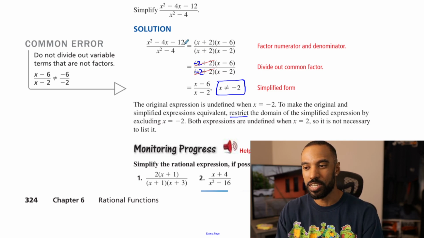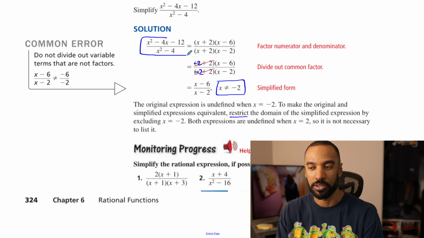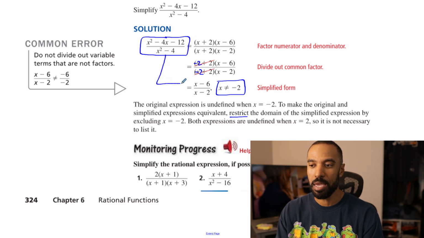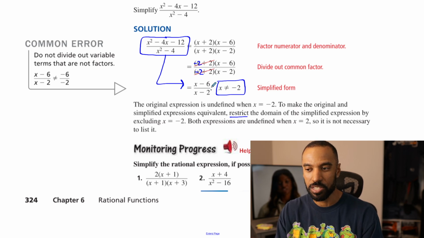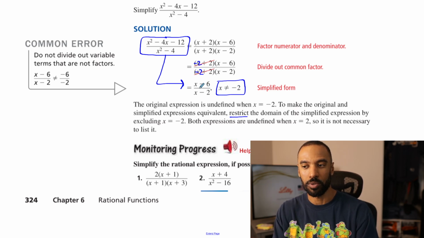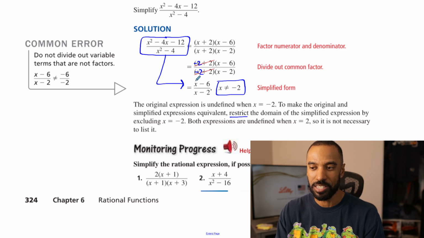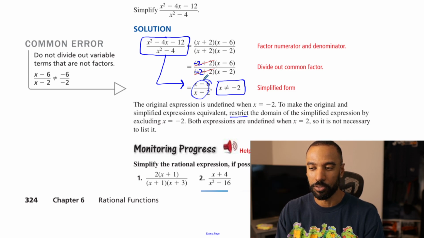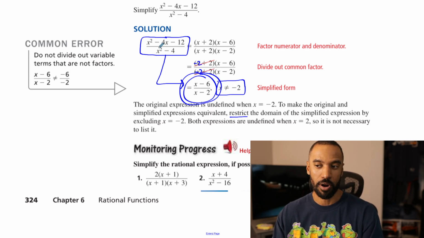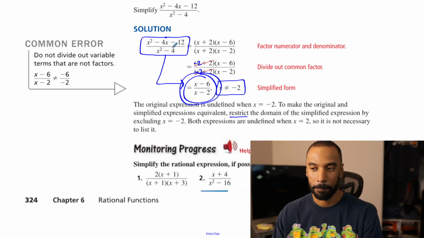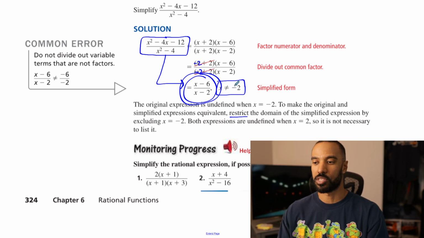So what if x is negative 2 in the original? This is what matters: the original expression. We may be simplifying it, but we are simplifying it for all cases of x except where x can't equal negative 2. So what we're saying is that this is equivalent to this original expression, but we have to note that, hey, if x is negative 2, that's a problem because negative 2 would have been a problem up here. And that's what we're doing with some form of restriction.